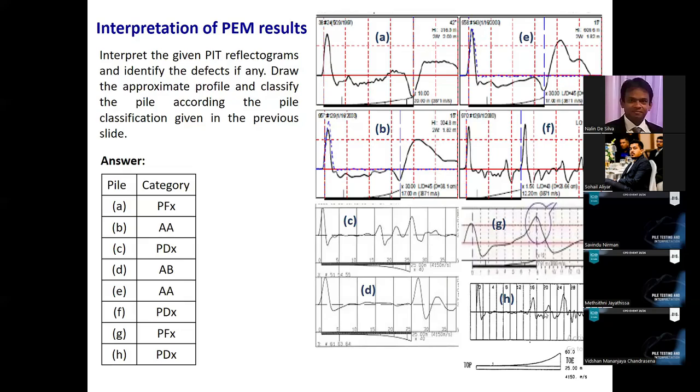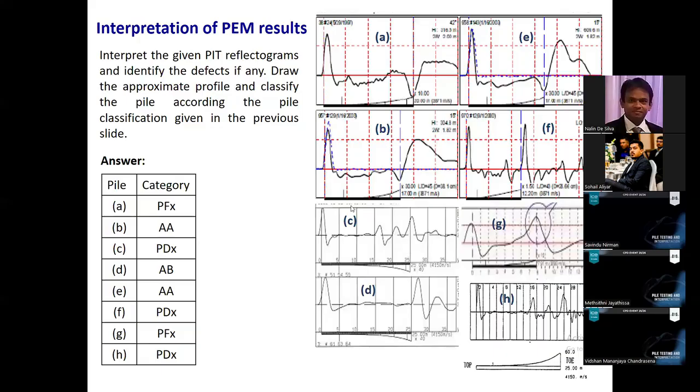And pile H has multiple defects. You can see multiple peaks in the same direction as the initial peak. So this is indicating a defective pile. So likewise, by looking at the reflectograms obtained through the pulse echo method, we can interpret the integrity of the pile.